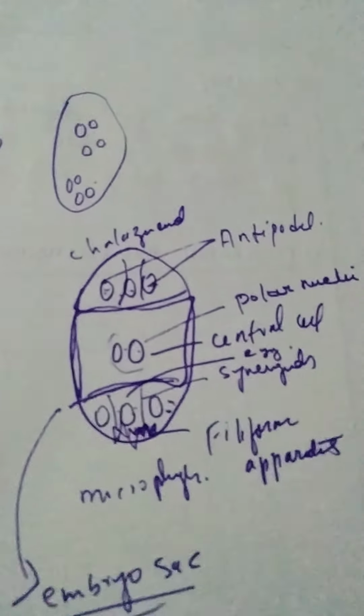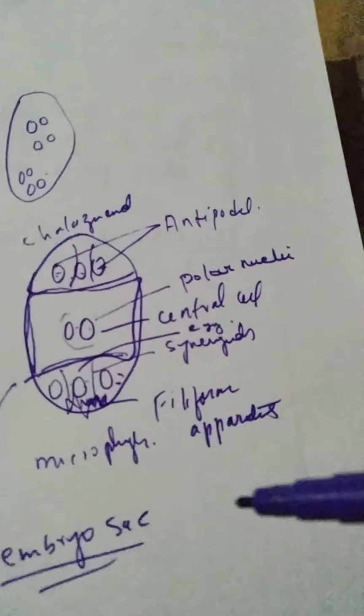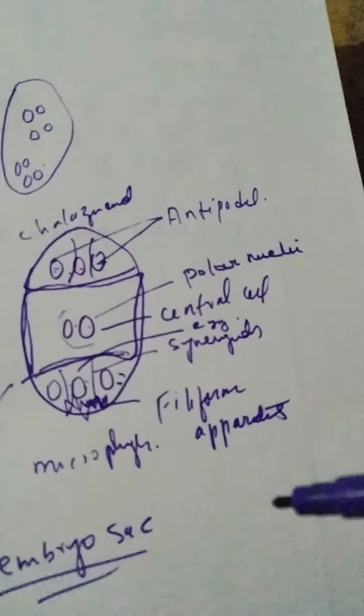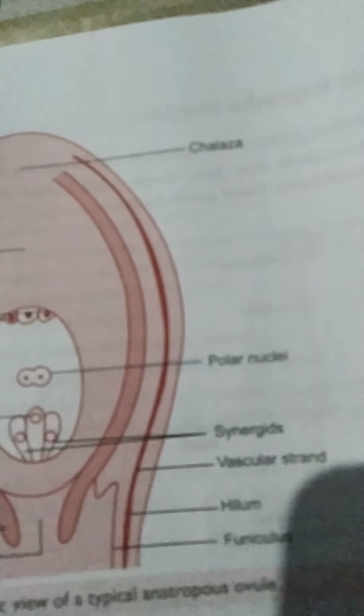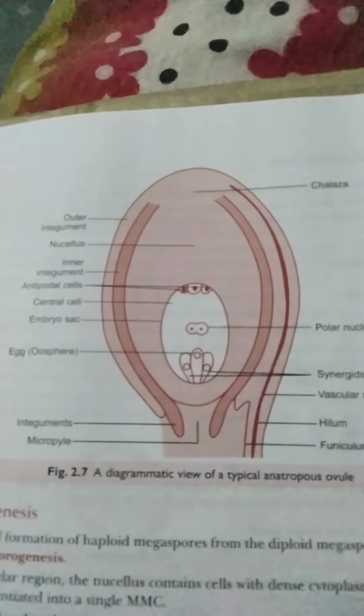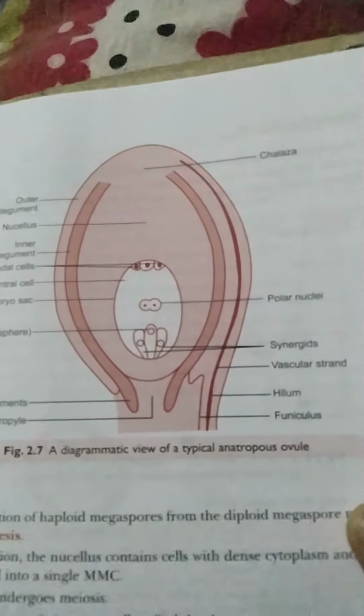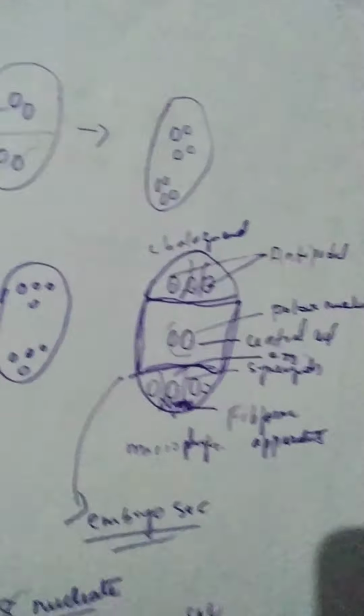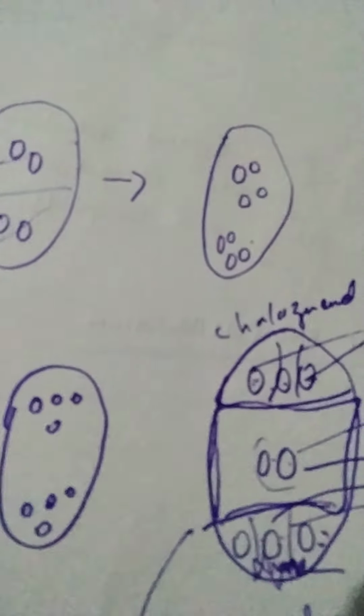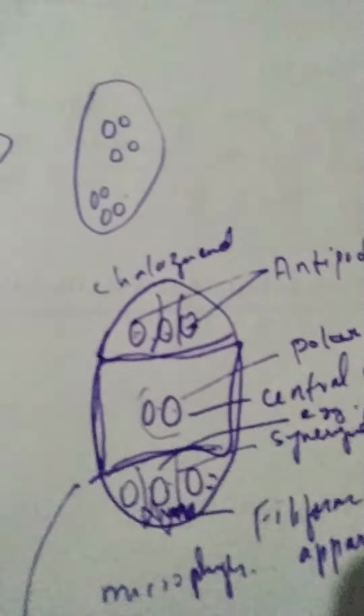So you have to know this: 8 nuclei and 7 cells. This is the structure of the embryo sac, and this is the diagram of the ovule, you can see. So this is about megasporogenesis. So thank you.